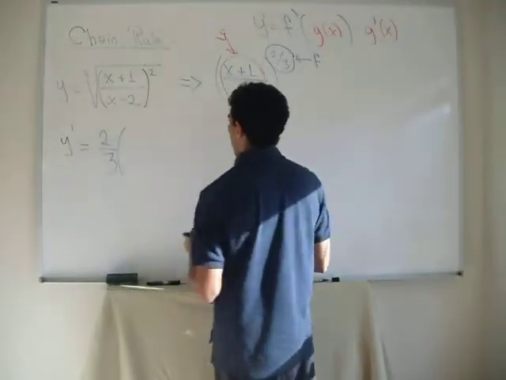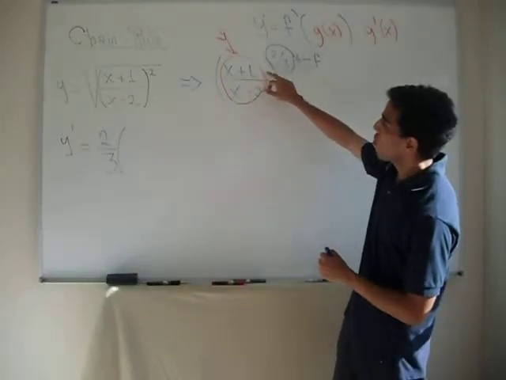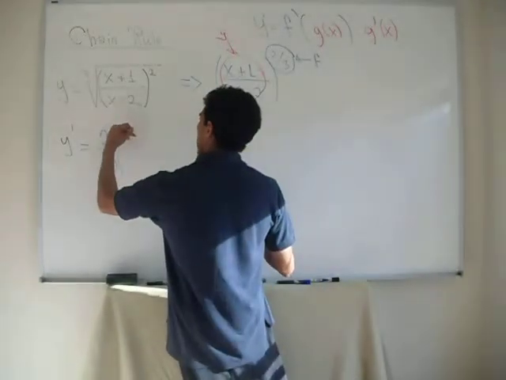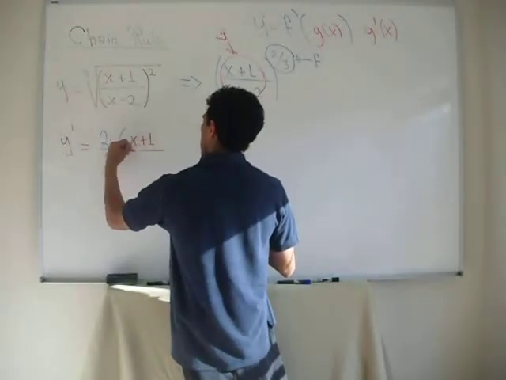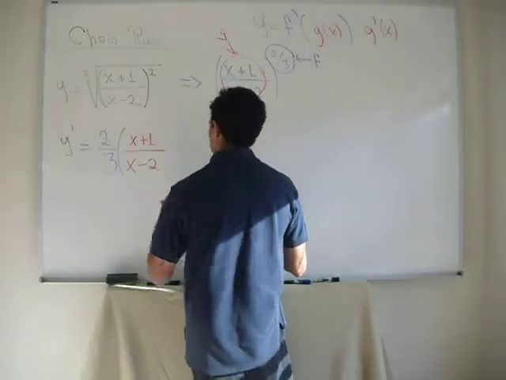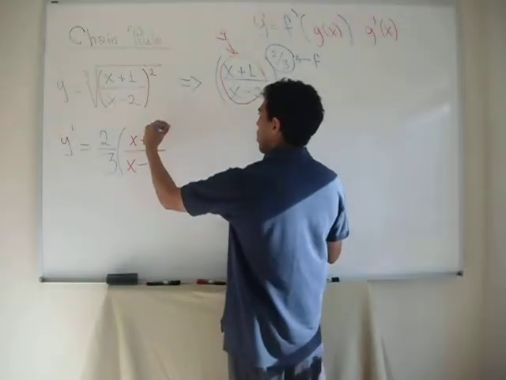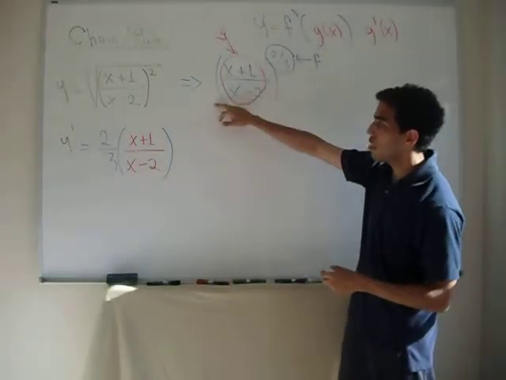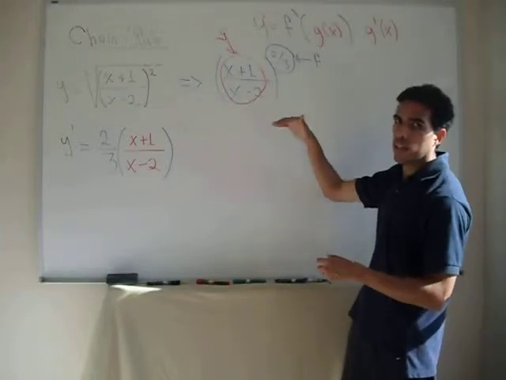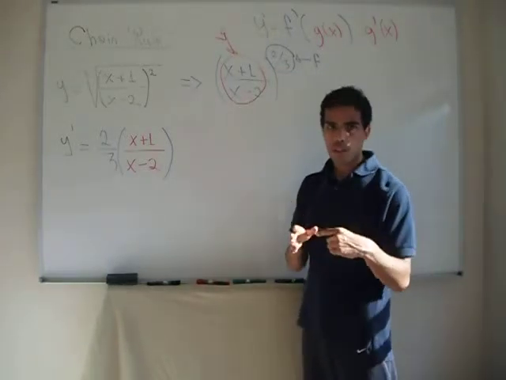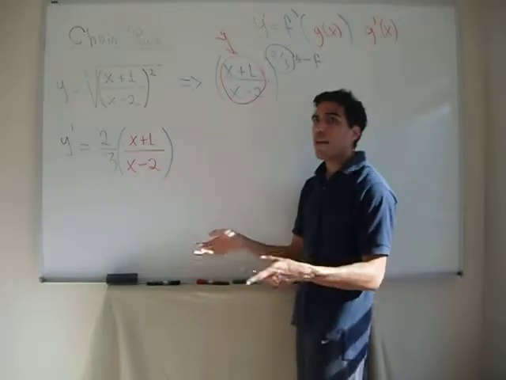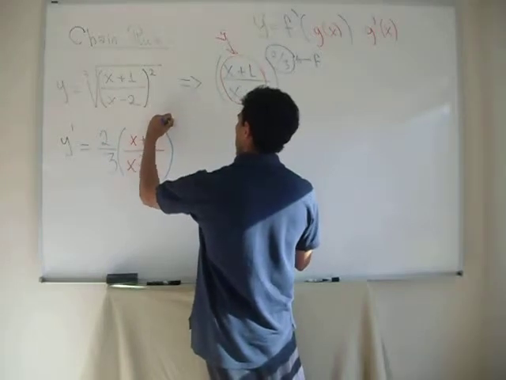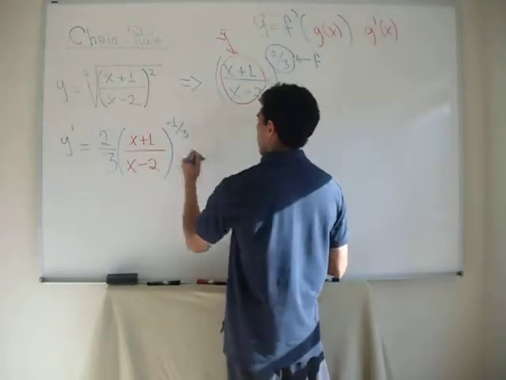Evaluated in g. What is g? x plus 1 divided by x minus 2, where we write it, x plus 1 divided by x minus 2. And remember that we're doing the derivative of f, which is an exponent, so 2/3 goes down, and then 2/3 minus 1. 2/3 minus 1 is 2/3 minus 3/3. So that is minus 1/3.